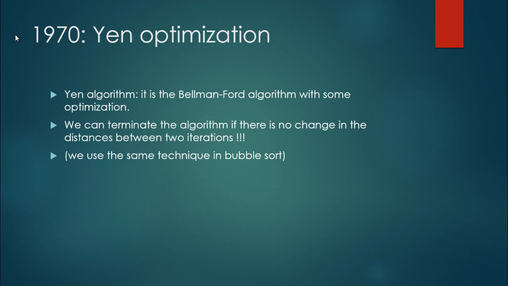Sometimes it's very important, as I said earlier, for example, high frequency trading techniques rely heavily on the Bellman Ford algorithm, and it's very important to make it as fast as possible. And the Yen optimization does the same. So that's how the Bellman Ford algorithm works.